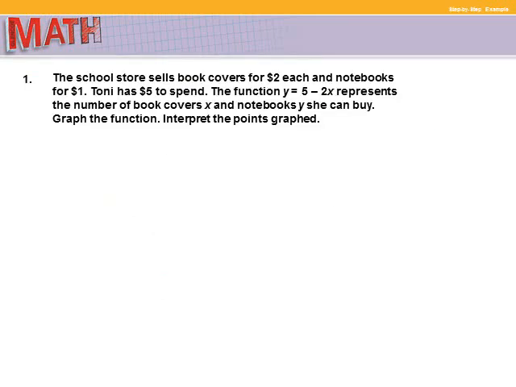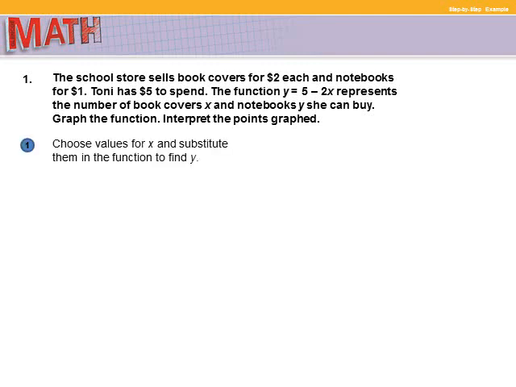The school store sells book covers for $2 each and notebooks for $1. Tony has $5 to spend. So we have the function y equals 5 minus 2x represents the number of book covers x and notebooks y she can buy. Graph the function and interpret the points graphed.